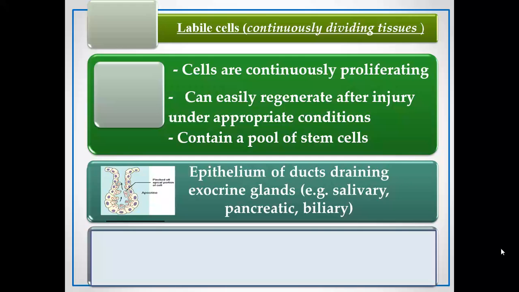Epithelium of ducts and exocrine glands are capable of continuous dividing. Of course, why not? Because they continuously need to secrete many hormones. They are continuously injured, maybe by HCl if they are in the liver or so on, if they are in the stomach and so on.